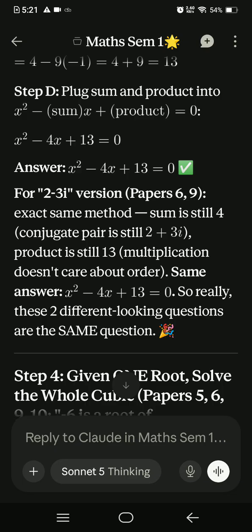So for the 2 minus 3i version, exact same method. Sum is still 4. Conjugate pair is still 2 plus 3i. Product is still 13. Multiplication doesn't care about order. Same answer. So really these two different looking questions are the same question.